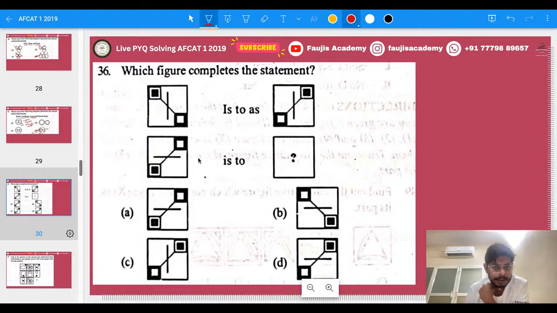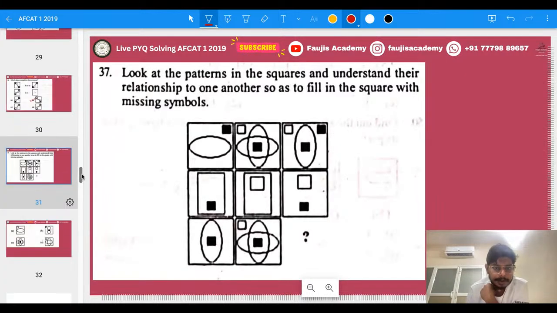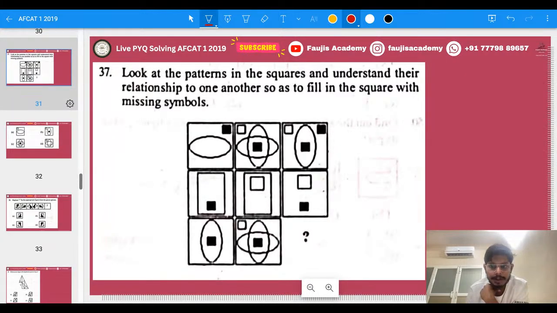It's an easy one. 36 mirror image. Right. B is your answer. This one. 37.